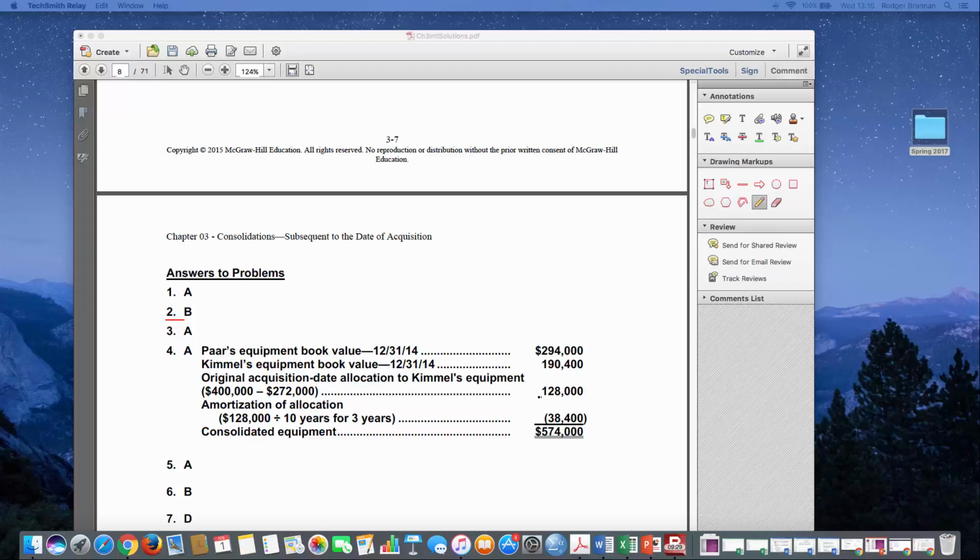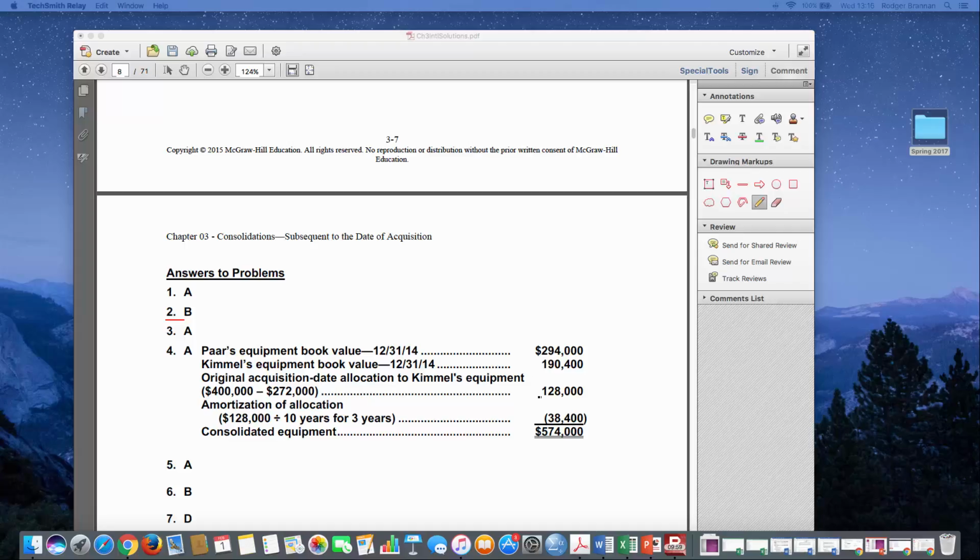Okay, now number 4 is one of those you have to be kind of careful of, that you feel comfortable recognizing that some information is relevant, some is not relevant. So the question is, what is the equipment balance in the consolidated financial statements? Well, generally, equipment will be listed at the book value of the parent, plus the book value of the subsidiary, plus whatever fair market value adjustment was made at the inception, that is when the sub was acquired, less any amortization that took place.